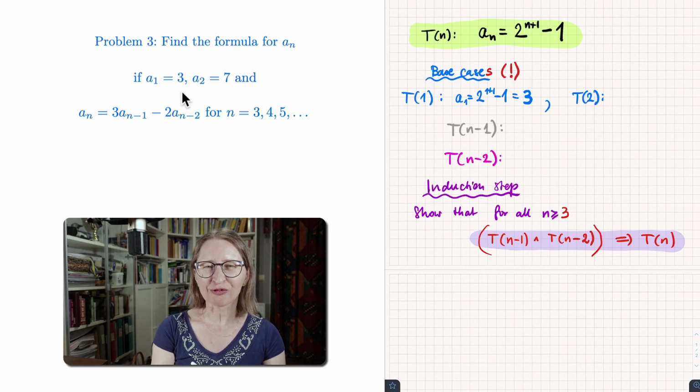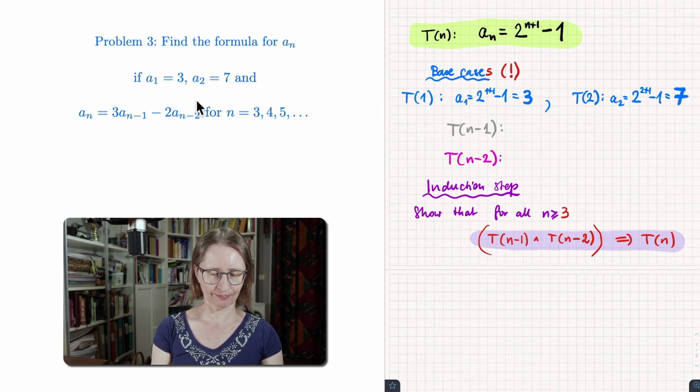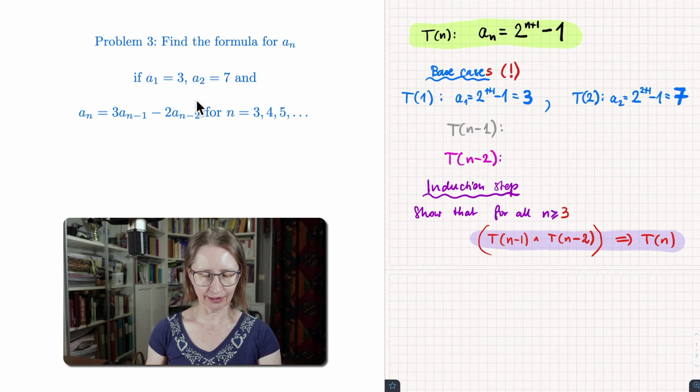According to this green formula, T of 2 says that a2 must be equal to 2 to the power 2 plus 1 minus 1. And it is 2 to the 3rd, which is 8, minus 1 is 7. And 7 is exactly what a2 is by definition. So we have proven that the base case is true for this T of n.